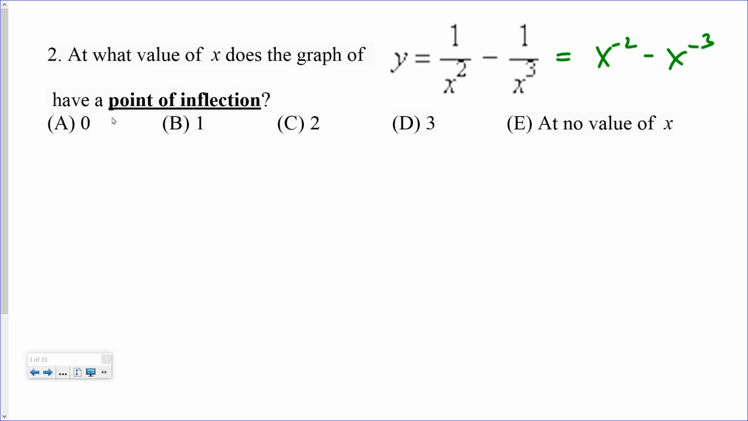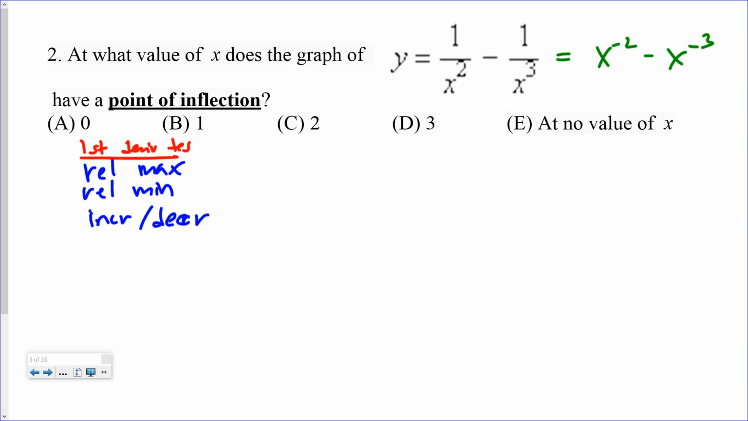So how do I find a point of inflection? Guys, if they ask you for relative max, relative min, or increasing or decreasing, these are hints that you're going to use the first derivative test. Are you guys good with that? If they ask you for concave up, concave down, or POI, these are hints that you're going to use the concavity test.